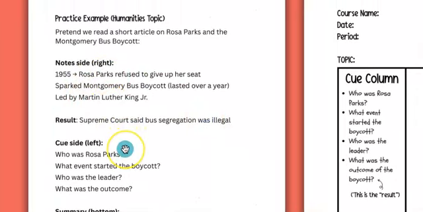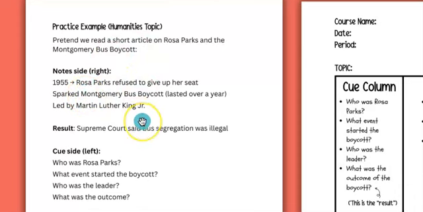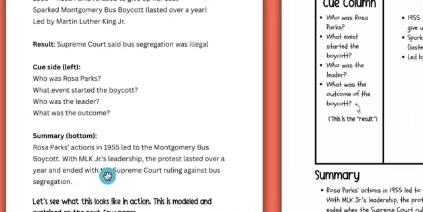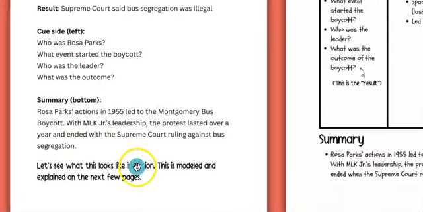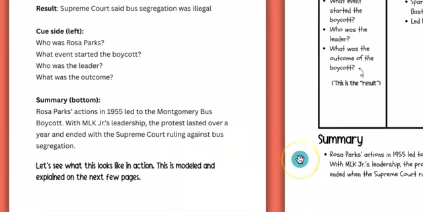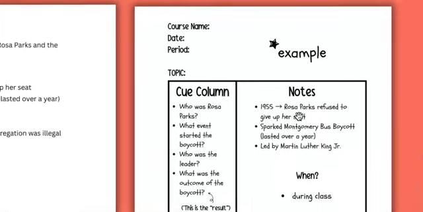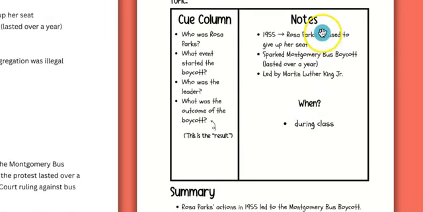So you have your information, you have your notes on your right side, your left side is where you ask the questions, and then you do a summary, right? Summary on the bottom. So here we go. Rosa Parks' actions in 1955 led to the Montgomery bus boycott. With MLK Jr.'s leadership, the protest lasted over a year and ended when the Supreme Court ruled bus segregation illegal. And so that is 1 page of notes, Q column, summary.